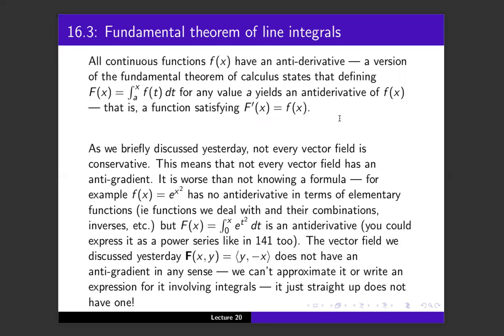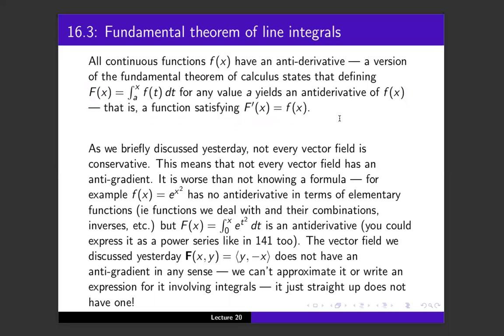The problem is, not every vector field is conservative. If you take, for example, the function little f of x equals e to the x squared, that does not have an antiderivative in terms of elementary functions, meaning you can't write the antiderivative of that thing in terms of sines or cosines or exponentials or logs or powers or anything like that. There is no nice set of functions that will give you e to the x squared as an antiderivative. On the other hand, the integral from 0 to x of e to the t squared dt is an antiderivative of e to the x squared. So that does work. That's still an antiderivative.